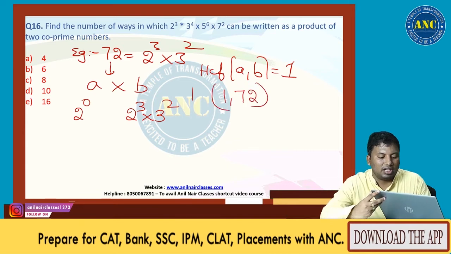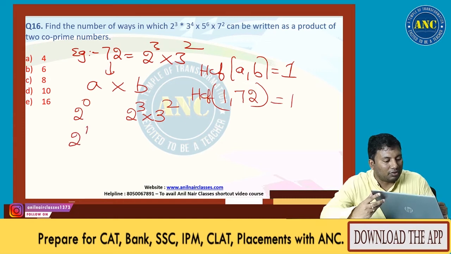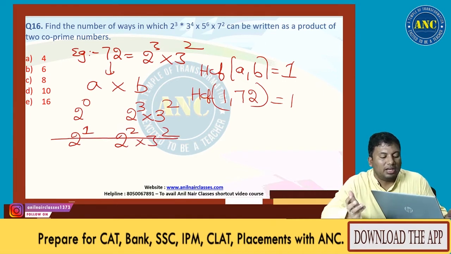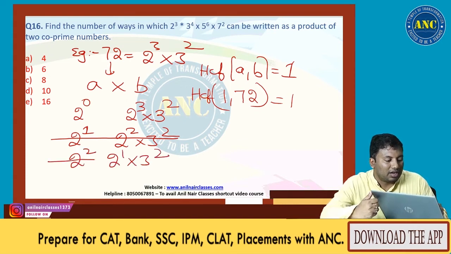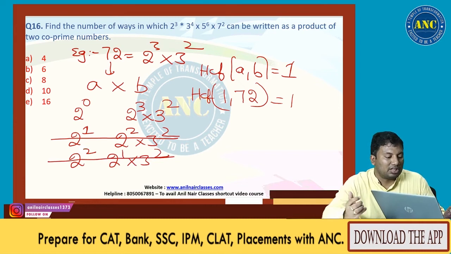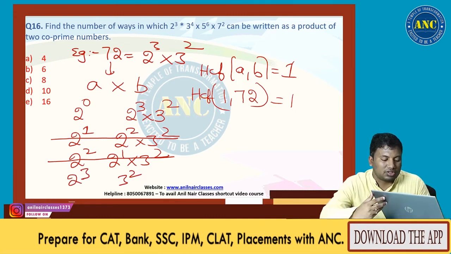Yes, HCF is 1. Suppose I take the next power of 2, 2 power 1; it is 2 square into 3 square. A is 2 and B is 4 into 9, 36. Even numbers cannot be co-prime to each other. So the next case is 2 cube and 3 square.